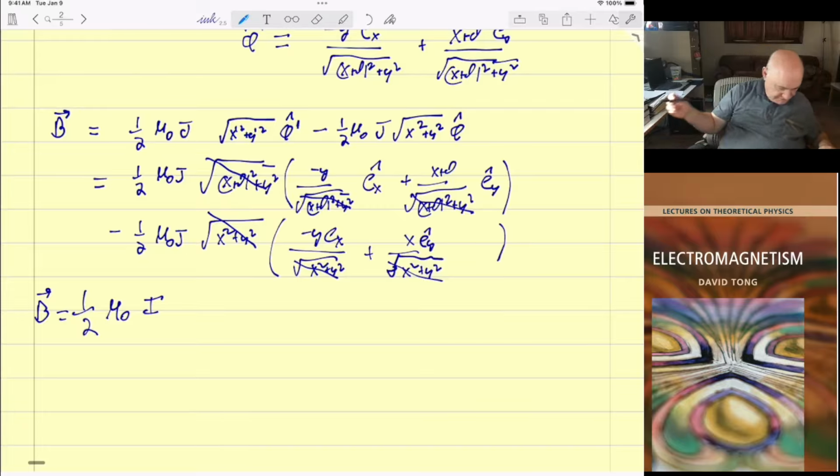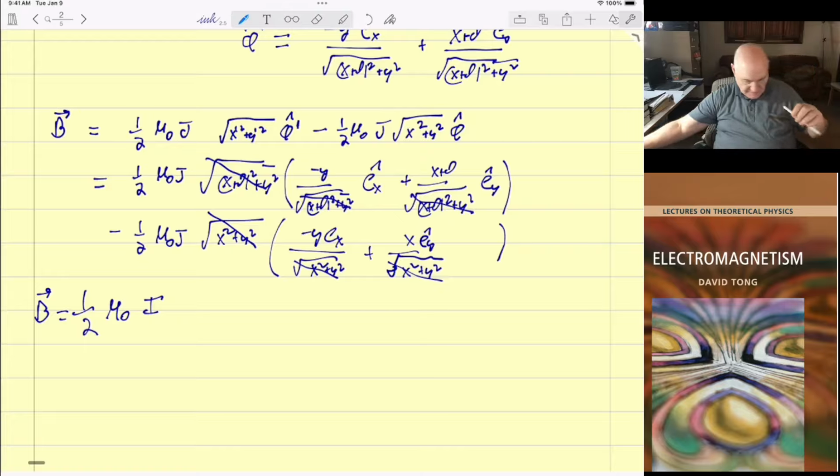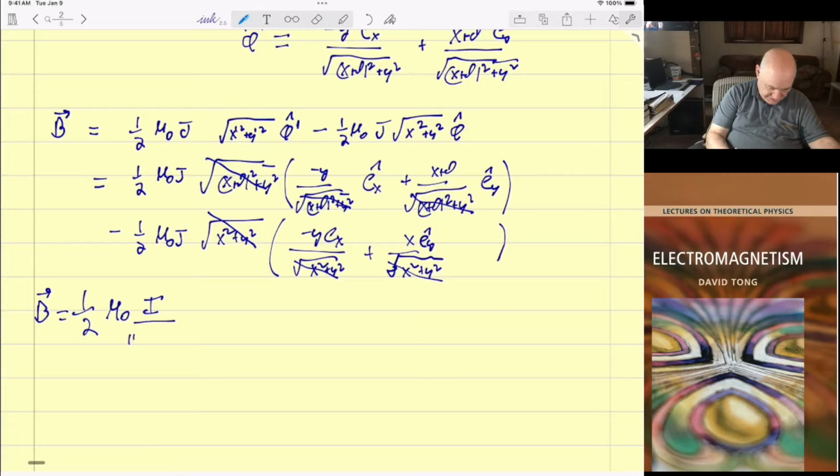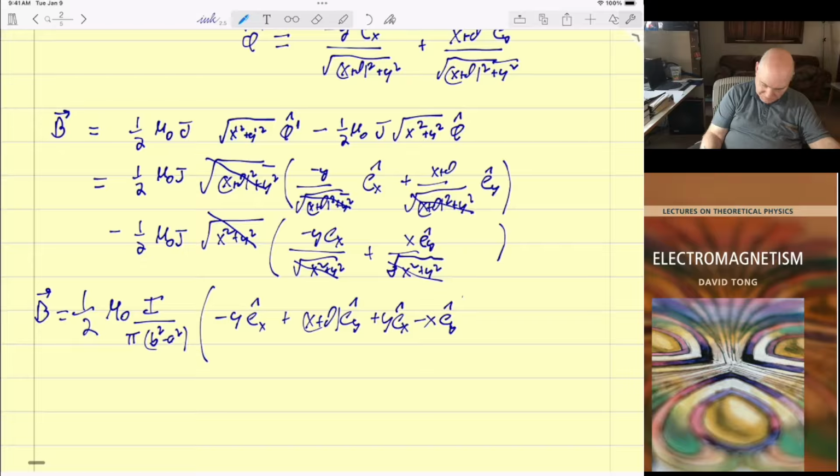I, hold on one second. I divided by pi times b squared minus a squared. And then what we're left with from these two expressions here is just minus y ex hat plus x plus d ey hat plus y ex hat minus x ey hat.